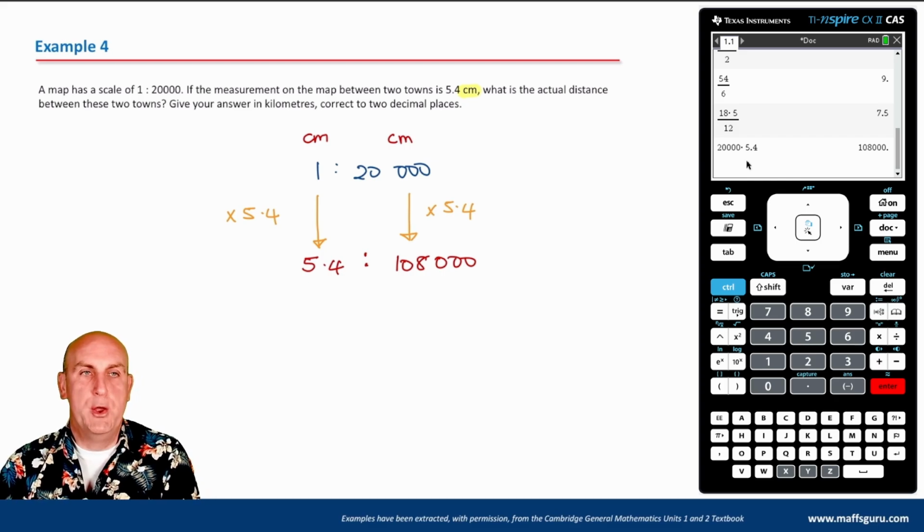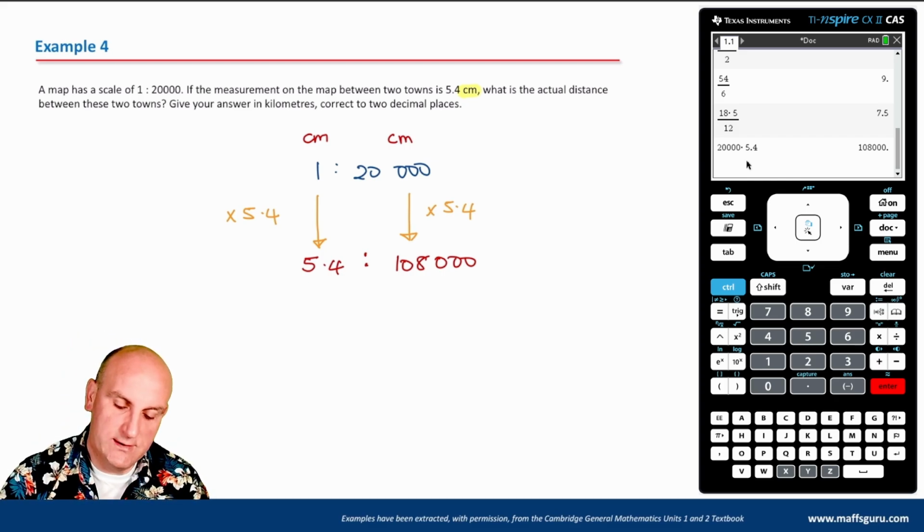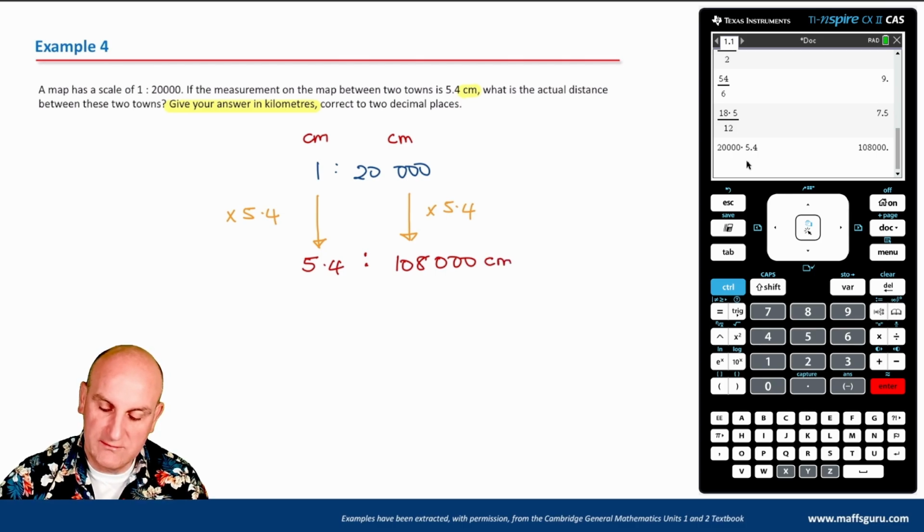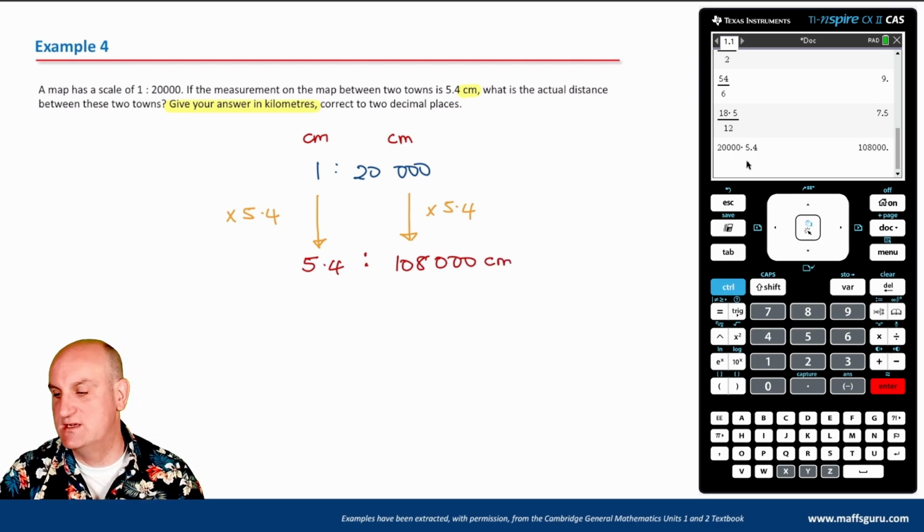Yes, that was easy. Nope. Because the question basically went on to say, and this is where the trick was, give your answer in kilometers. Shucks. Now, obviously, that is in centimeters. So then we would have to use the next section of mathematics and go, well, how do I get from centimeters to kilometers?